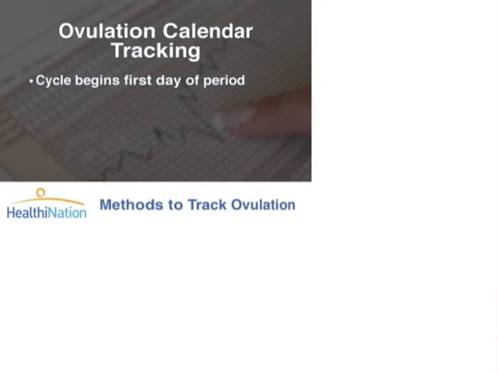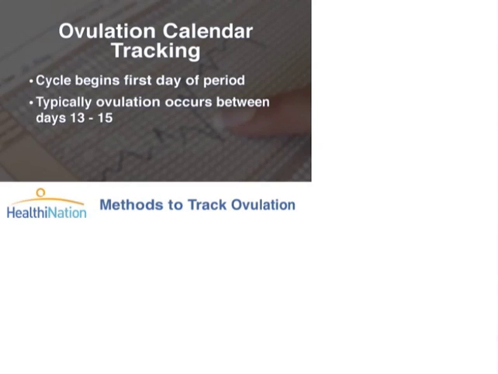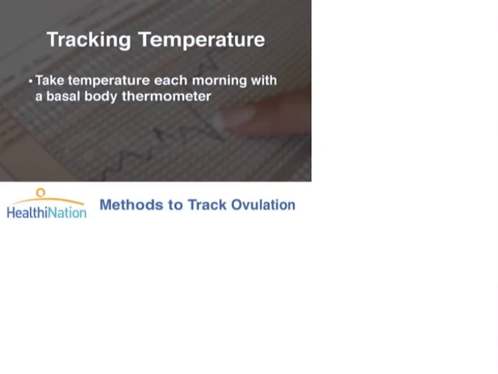The first is called the calendar method. The first day of the period is considered day 1 of the cycle. Typically, if a woman is cycling normally, she will ovulate between days 13 and 15. You can also take your temperature every morning before you get out of bed with a basal body thermometer. Mark it on a calendar. When it rises and peaks, it's an indication that the egg has left the ovary and you are in your fertile window.